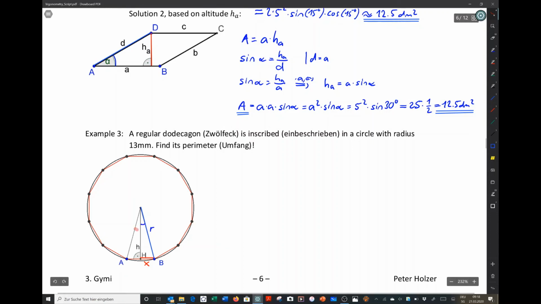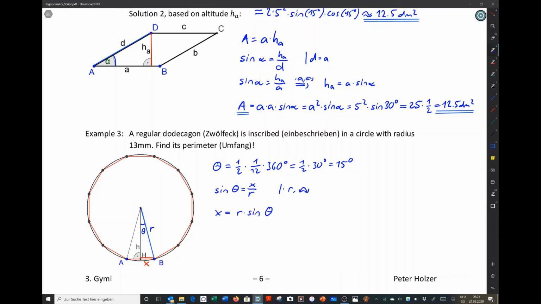The angle is just half of this full angle, and there are 12 such triangles in total for the full circle, so this means it's a 12th of the 360 degrees. Let us call the angle theta. Theta is 1/2 of 1/12 of the 360 degrees and is hence 15 degrees. We said we need the sine of theta, so sine of theta is x divided by r. Multiplying by r and changing sides, we get x is r times sine of theta.